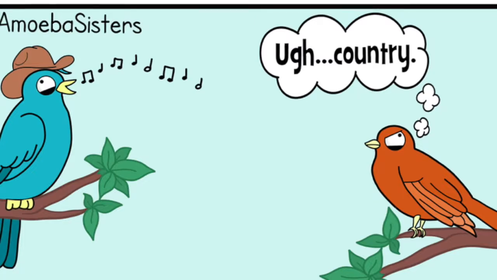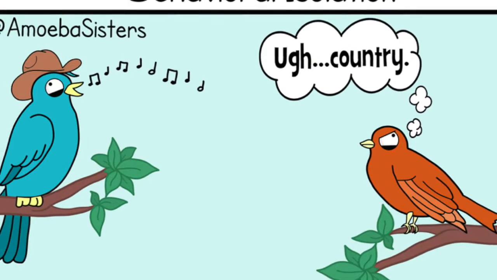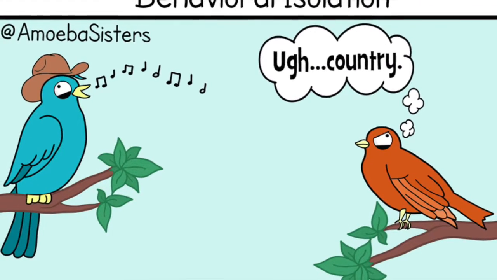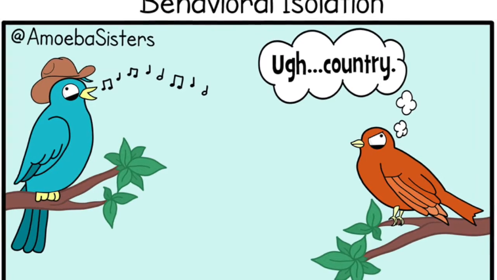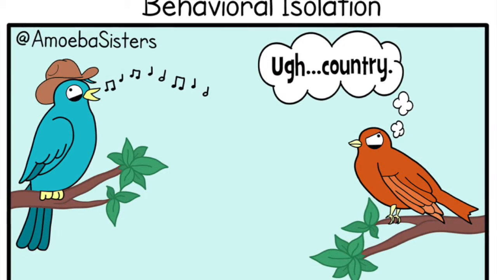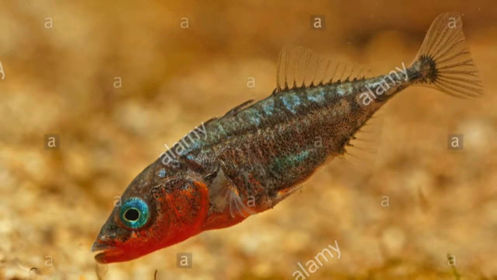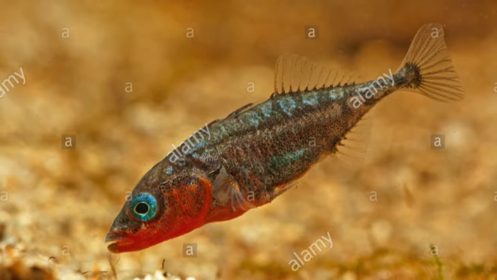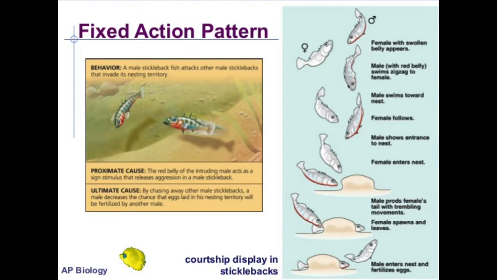Behavioral isolation is when species with complex courtship rituals usually exhibit a stereotyped, quote-unquote, give and take between male and female before actual mating takes place. For example, sticklebacks change color in the sun to develop a red underbelly. They build nests for the females, and then they do a dance. If the male fails at any step, no mating will occur.